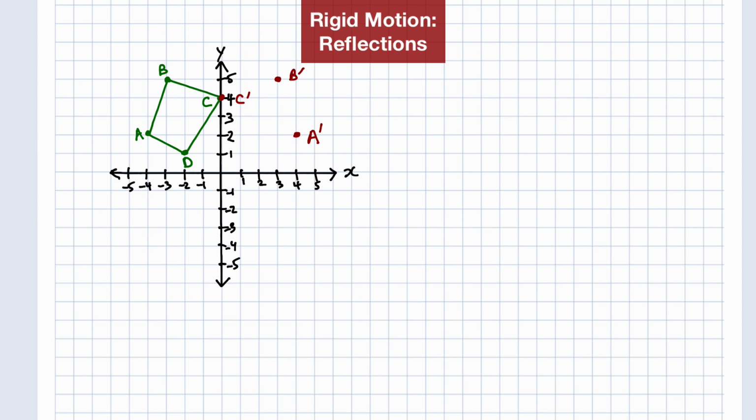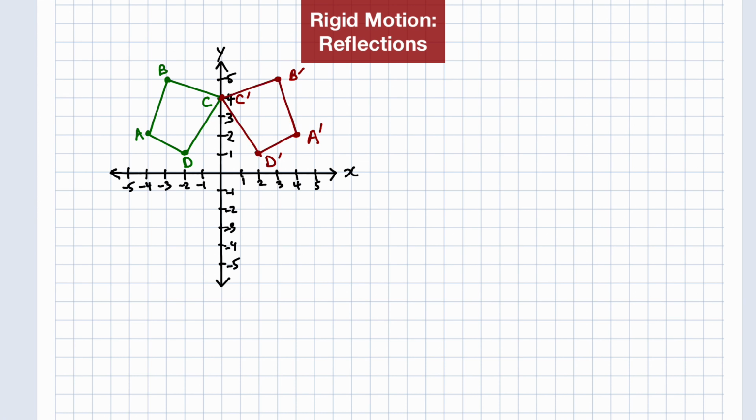And then lastly we have point D. Point D is 2 intervals away from the y-axis, 1, 2. So we're going to go in the opposite direction, 1, 2, and label that as D prime. Now we're going to connect the dots, and we're going to do this in order. We're going to go from A prime to B prime, B prime to C prime, C prime to D prime, and then D prime back to A prime.